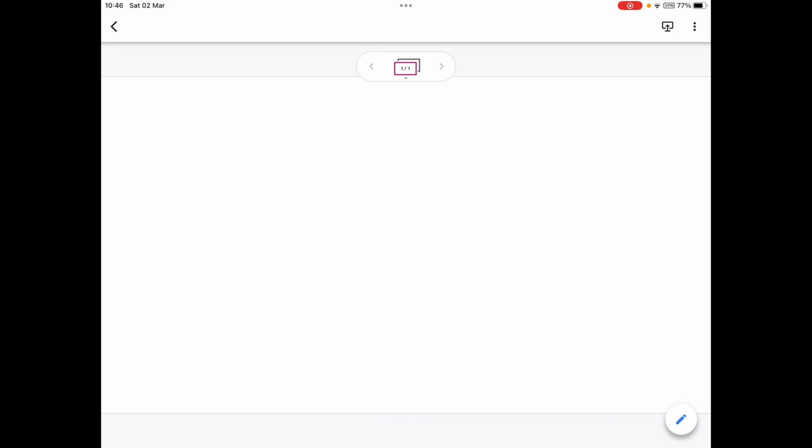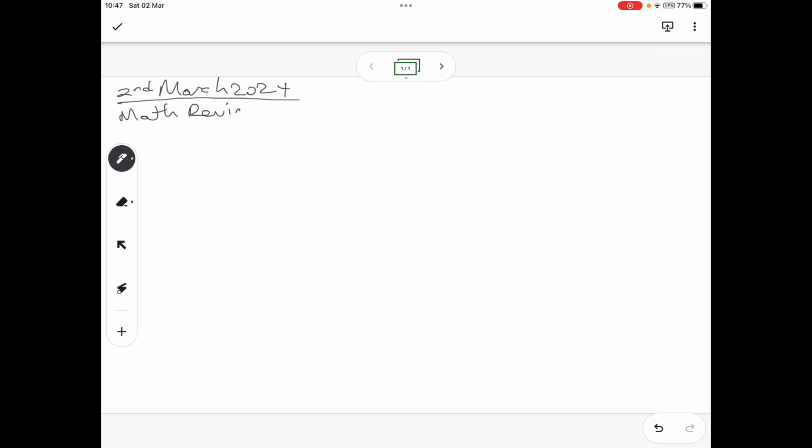For Joy, it's gonna be a bit of revision, but I think it'll consolidate what she already knows. So today is 2nd March 2024. Alright. Math. So we're gonna do work example 13.